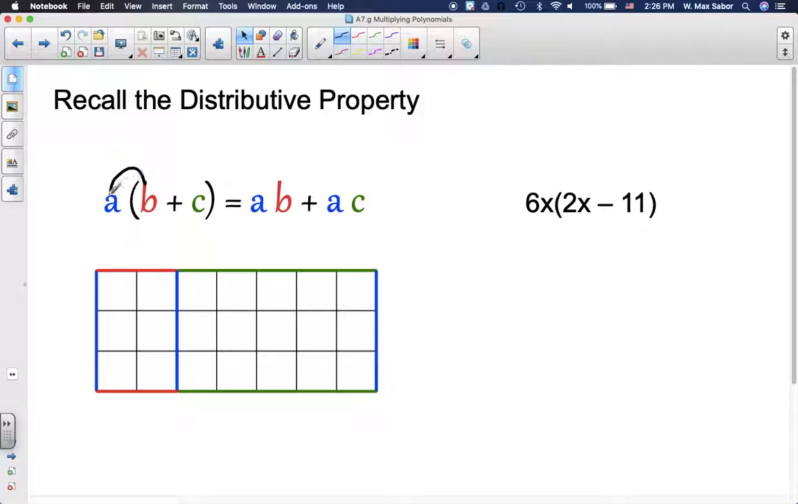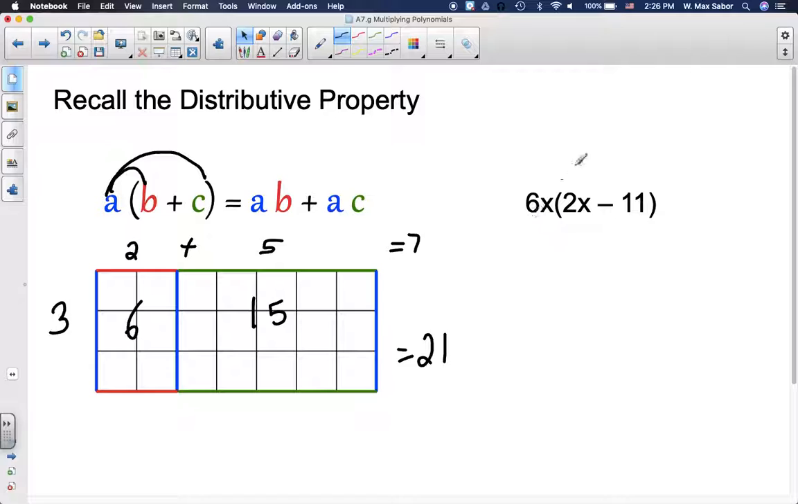Visually, the distributive property says a times b and a times c is the same thing as a times b plus c. So here's a, here's b, here's c. So this is 3 times 2 is 6. 3 times 5 is 15. And that's the same thing as 3 times 7, which would give us a total of 21.